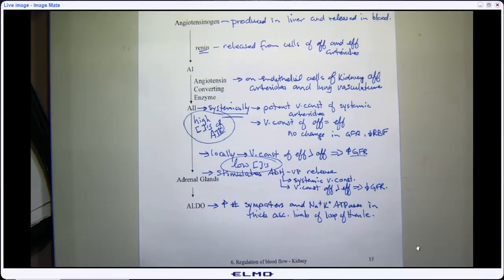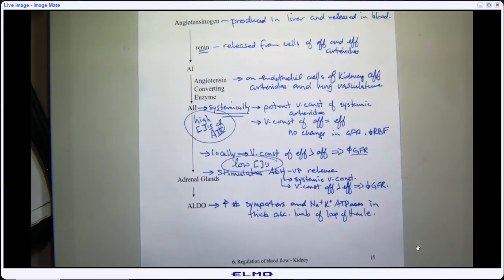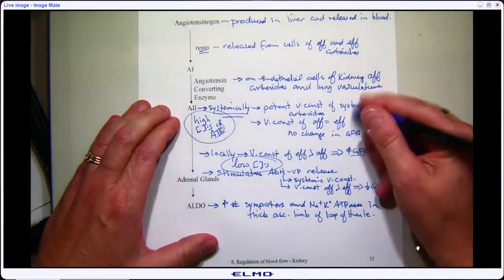Okay, so that's the difference between when we talk about systemically, like what's happening all over the body, versus what's happening right at the level of the kidney. Okay? And we will differentiate between those two. They're not working against each other, they're doing two very separate things. But we'll get to that in a minute.